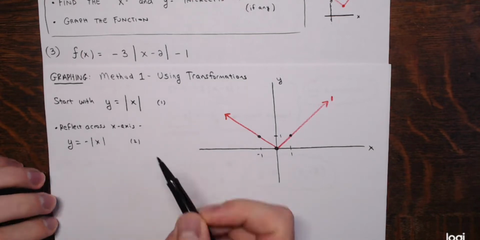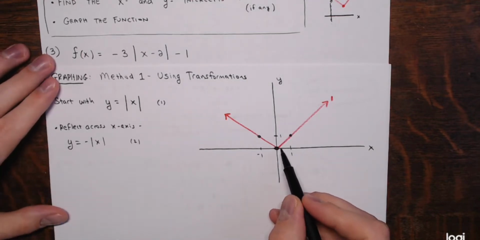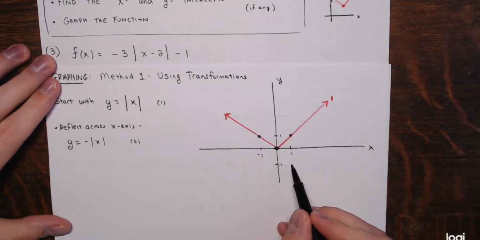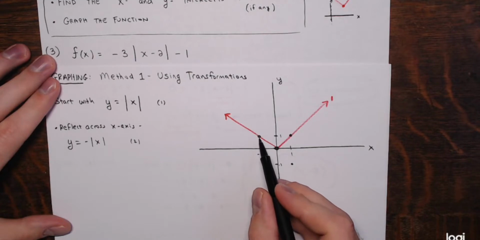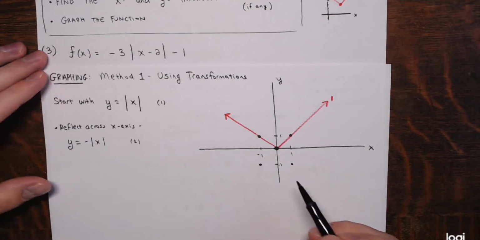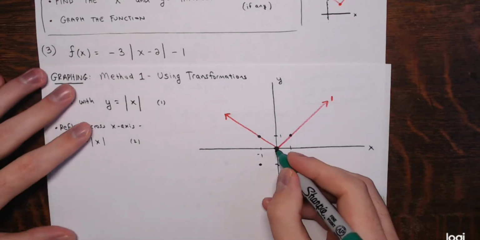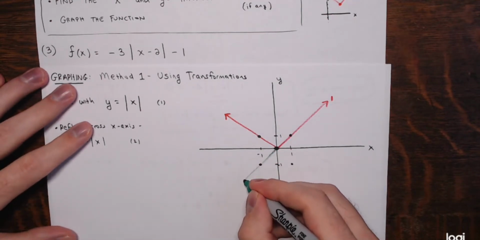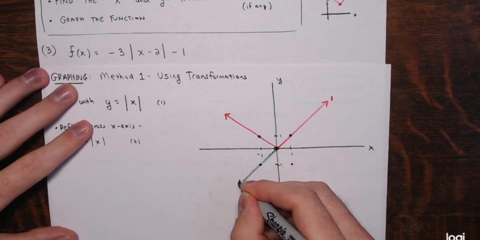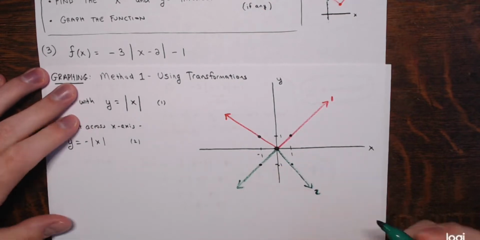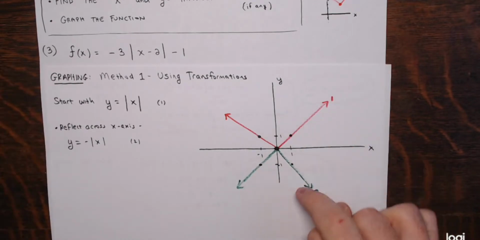All right, so 0 0 will stay 0 0. 1 1 will reflect to 1 negative 1. Negative 1 1 will reflect to negative 1 negative 1. Right? And we have this graph now. So again, my picture is going to get very, very cluttered soon. There we go. All right, there's graph number 2. Right, it's the same graph reflected across the x-axis.